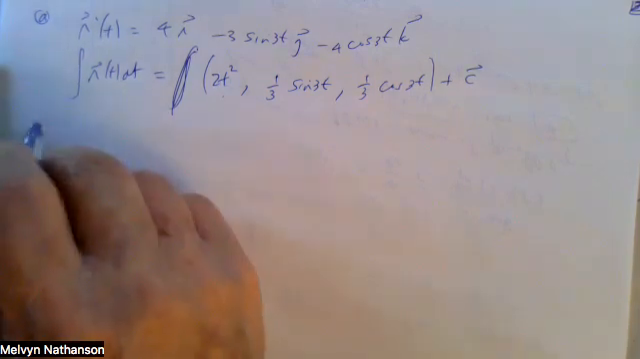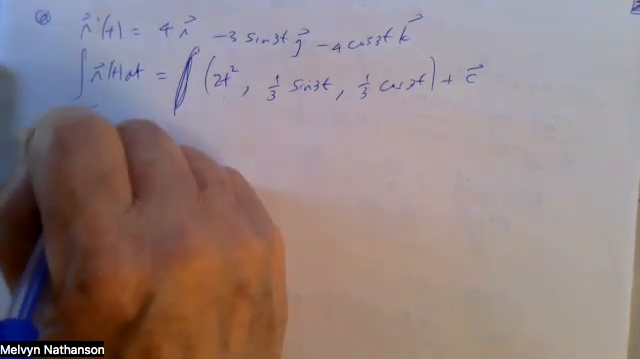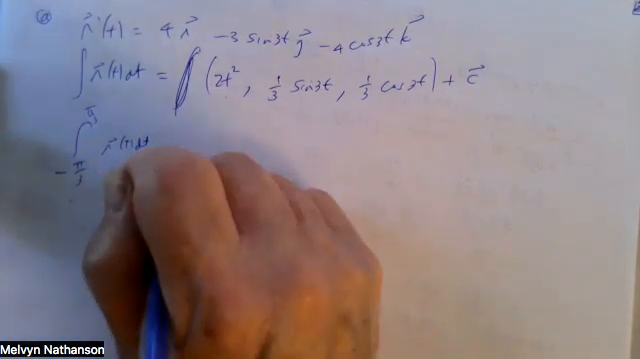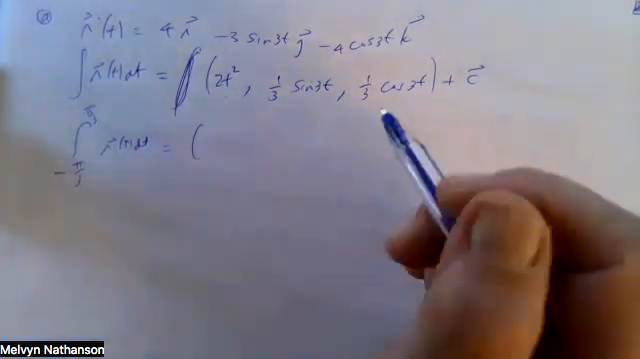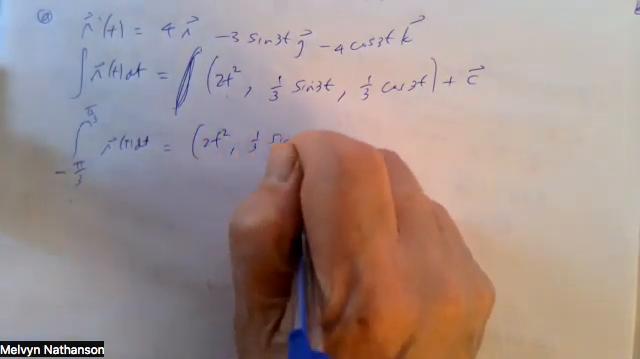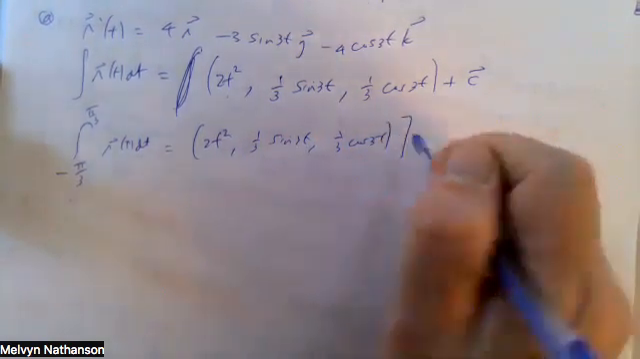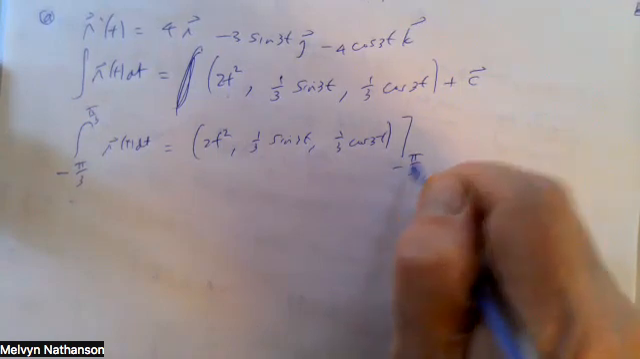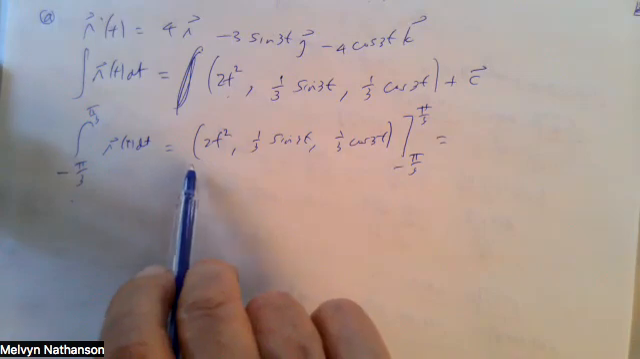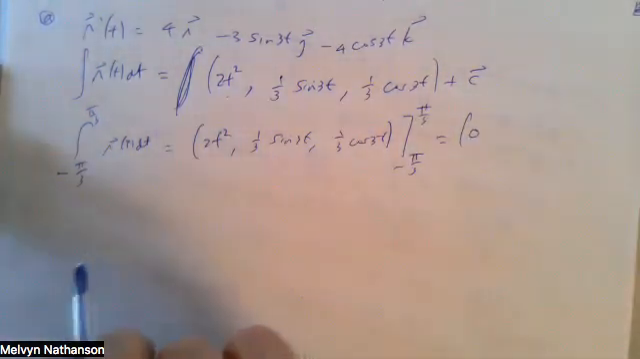And the definite integral from minus pi over 3 to pi over 3 of r of t dt, you get by taking this indefinite integral and evaluating that from t equal minus pi over 3 to plus pi over 3. 2t squared at pi over 3 and minus pi over 3 are the same. First coordinate is 0.